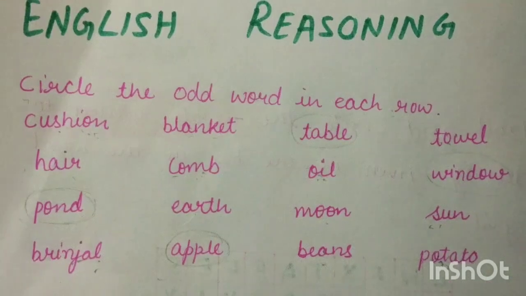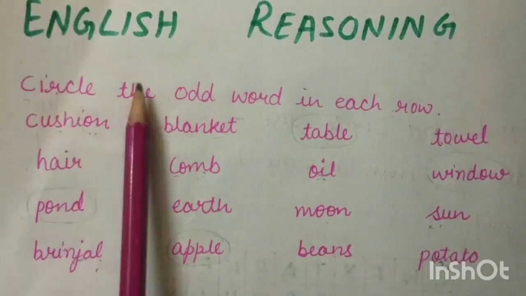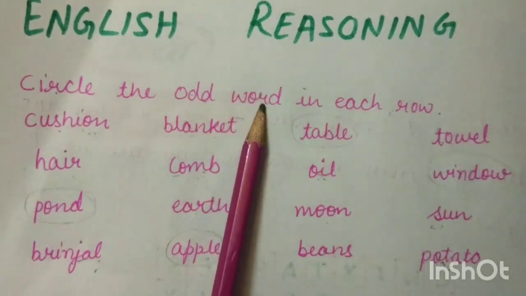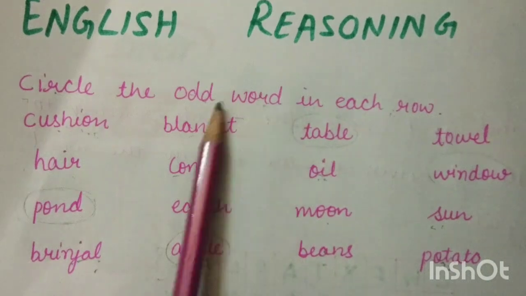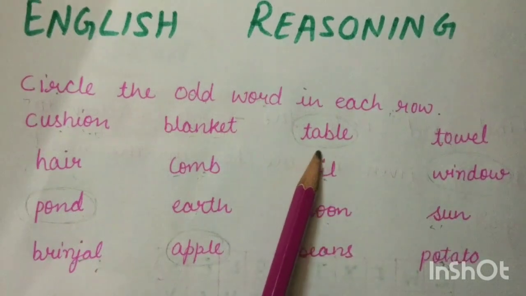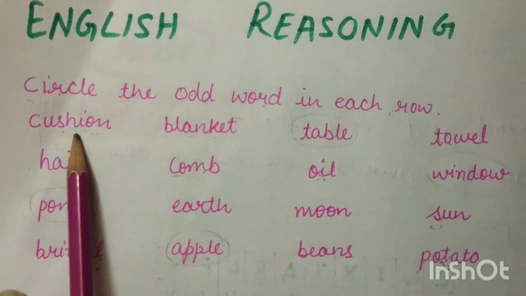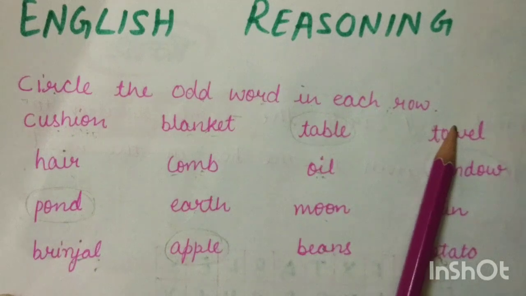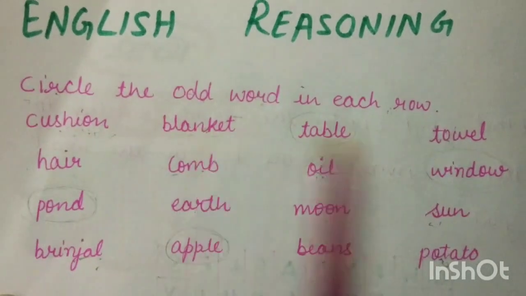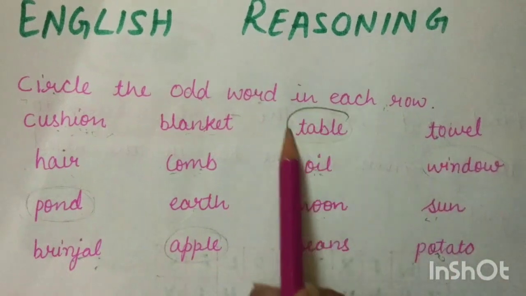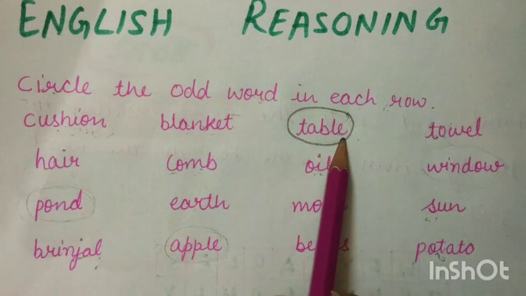So students, let's start with our first question. Circle the odd word in each row. Odd word means we have to find out the different one. We have to find the different word from the words given below. In this first part, cushion, blanket, table, towel is given. Cushion, blanket and towel are made up of cloth and table is made up of wood. So this one is different.